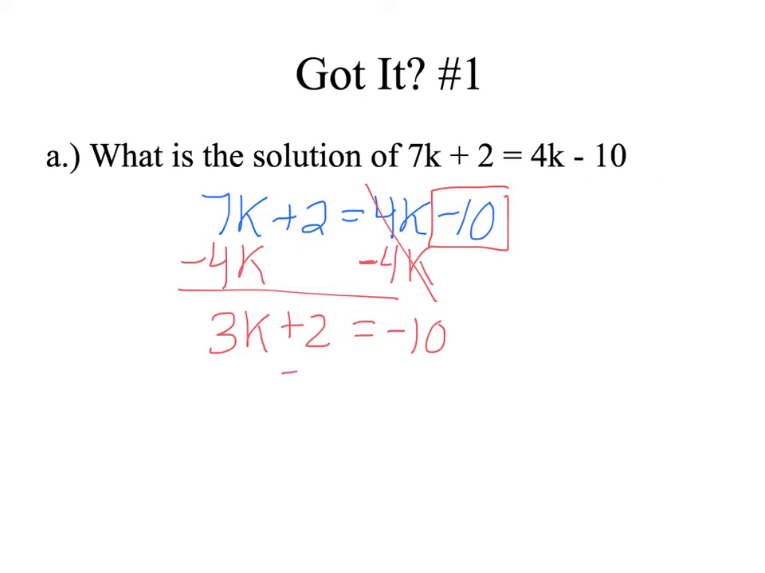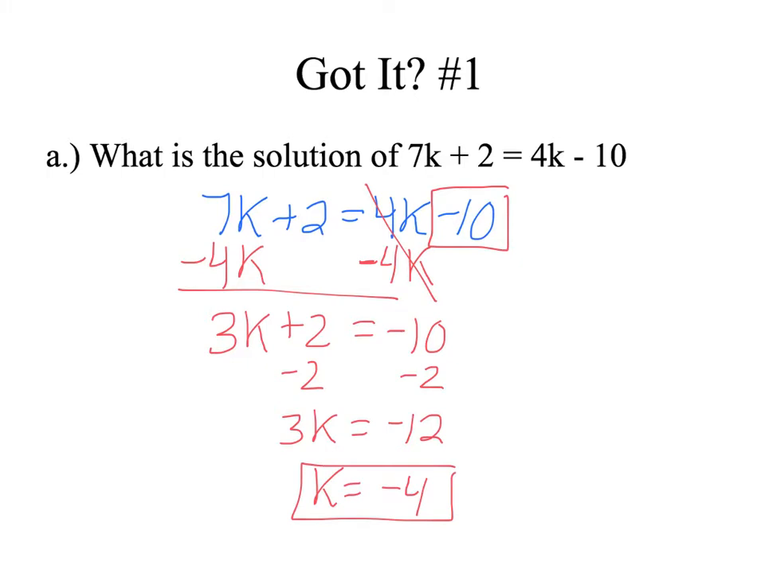Okay, and then solve the two-step equation. Subtract 2 from both sides. So I have 3k equals negative 12. And at this point, you could probably solve these in your head. You don't have to keep writing divide by 3, but you divide both sides by 3, and you get k equals negative 4. Okay, and that's it.